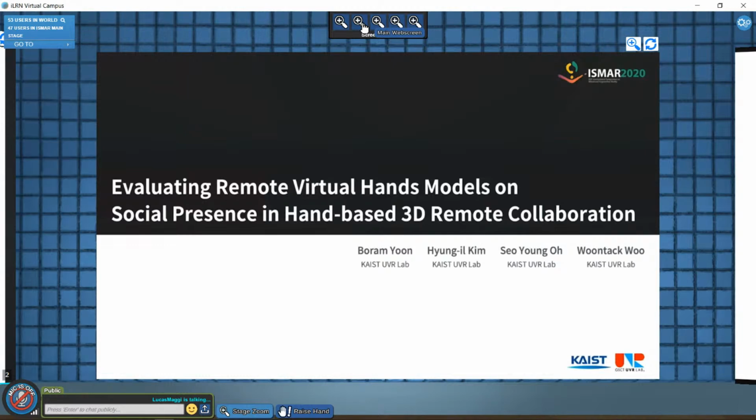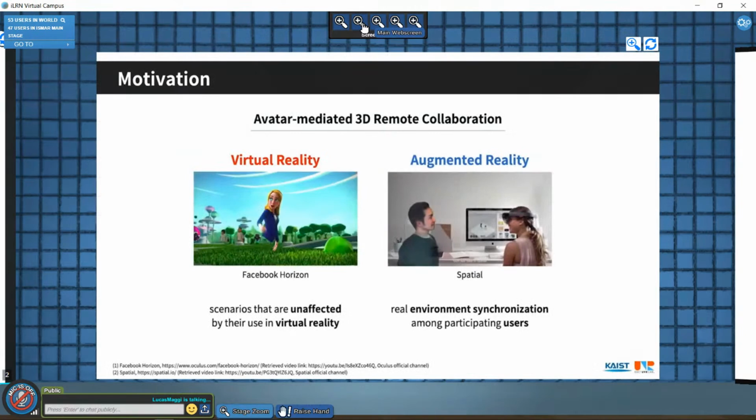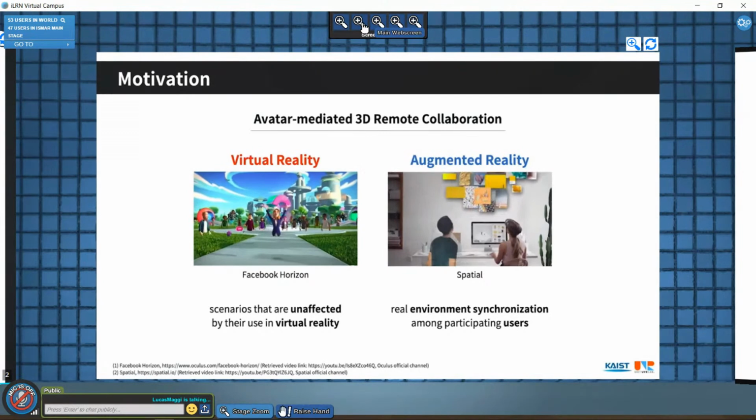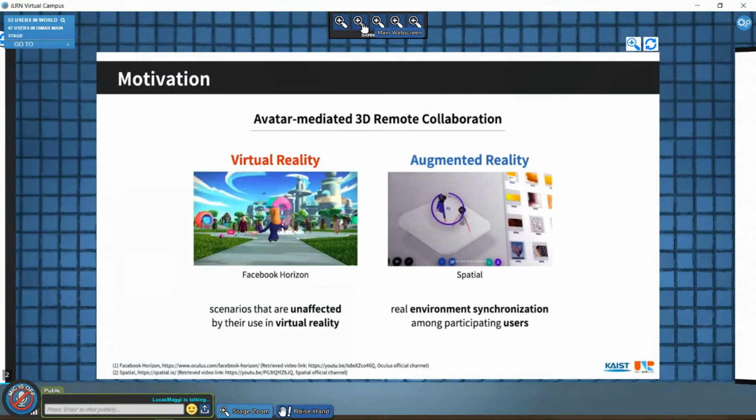Today, I'd like to present our work evaluating remote virtual hand models on social presence in hand-based 3D remote collaboration. As technical advances have increased the interest in 3D remote collaboration over the last decade, several avatar-mediated systems have been commercially introduced in both VR and AR.